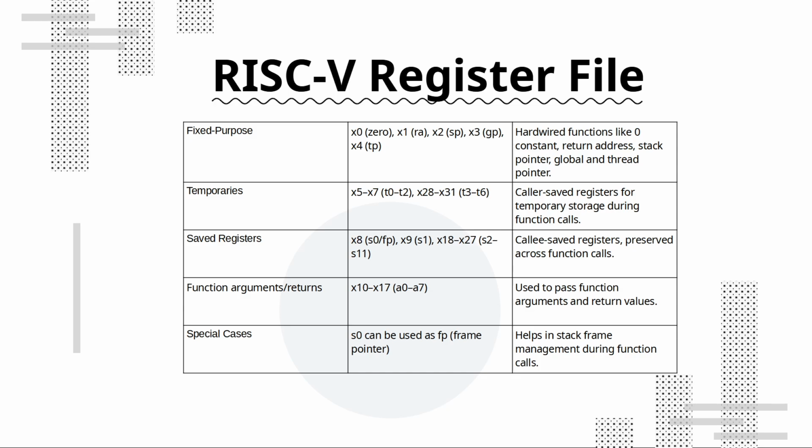We have X1, which we call RA, which is the return address. X2, the stack pointer. X3, which is a global pointer. We have X4, which is a thread pointer.